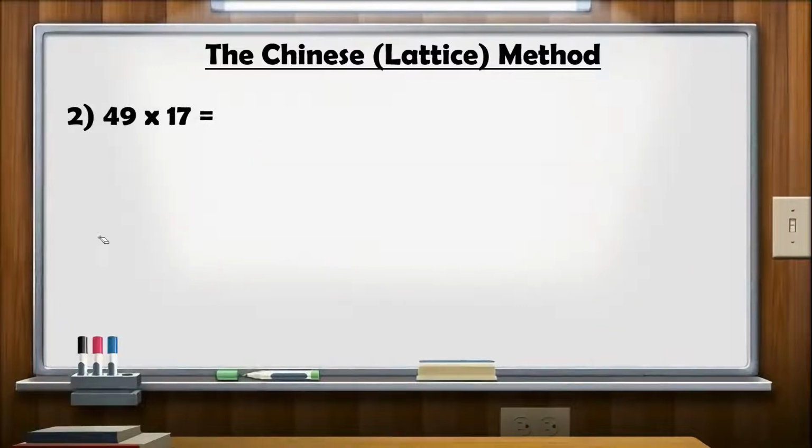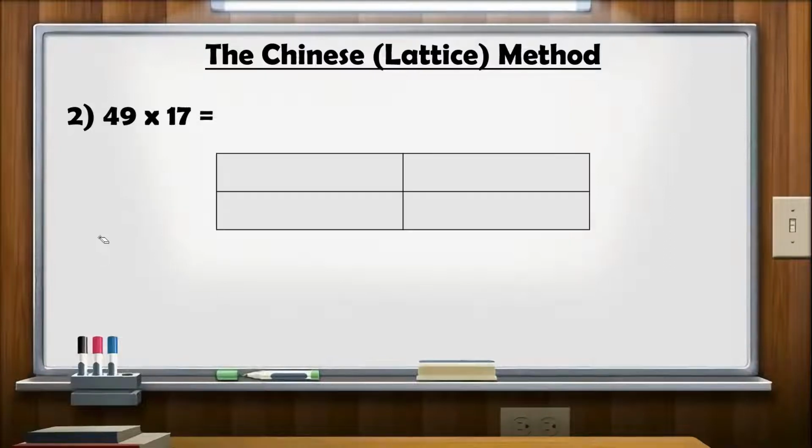So for question 2, we are going to multiply 49 times 17, a 2-digit number by a 2-digit number. So in this case, we will create our grid 2 units by 2 units. So you should either have a square or something that looks like this. Now, it doesn't matter which way you write your numbers. So I'm going to put my 49 along the top, such as 4 and 9, and my 17 along the side, such as 1 and 7.